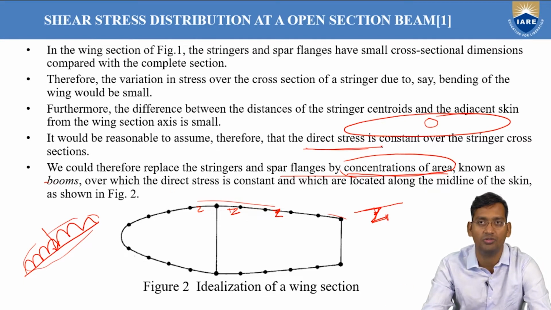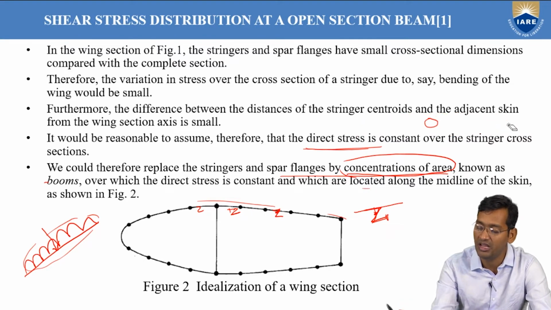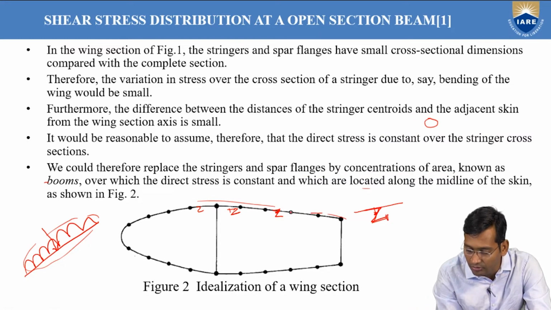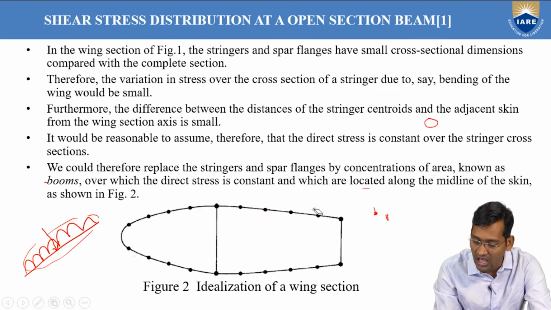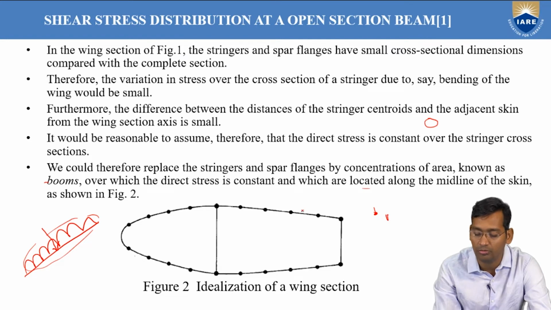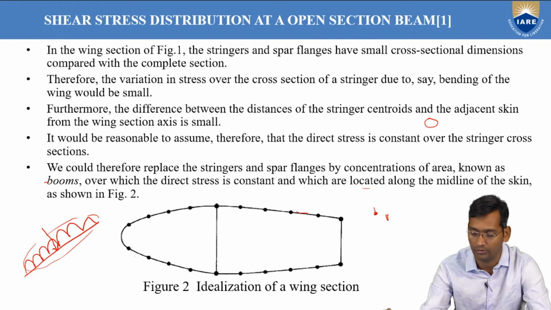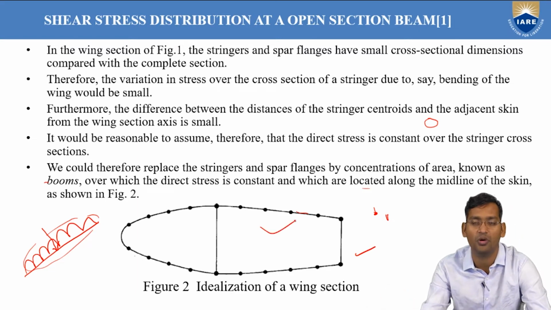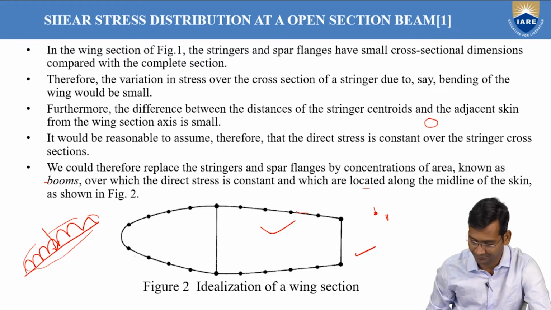The boom is the area over which the direct stress is constant, because the size is small, and booms are located along the midline of the skin. So where is it located? Just here, on the midline, everywhere you can see. Half the portion is above the line and half below it; this line is only the skin. So it is located at the midline of the skin, as shown in figure 2. This is the idealization of figure 1, the idealization of a wing section.